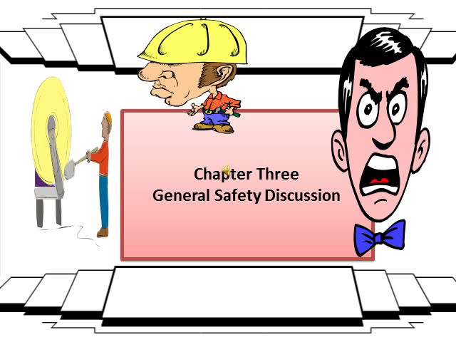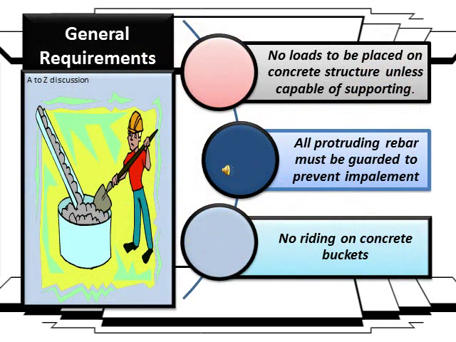General safety discussion, Chapter 3. We'll talk about concrete and masonry issues which we haven't discussed so far. No loads are to be placed under a concrete structure unless they are capable of supporting the load. All protruding rebar must be guarded to prevent impalement from occurring, and there is absolutely no riding on concrete buckets.